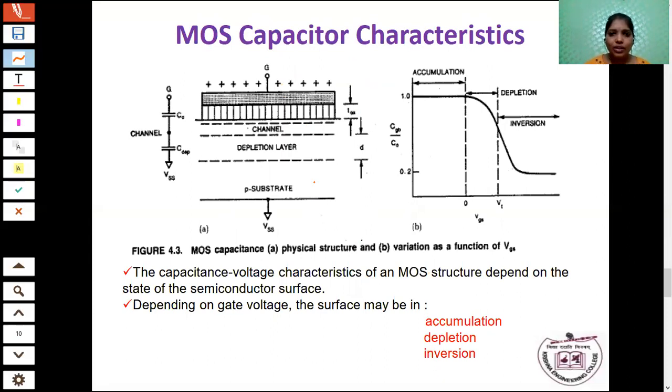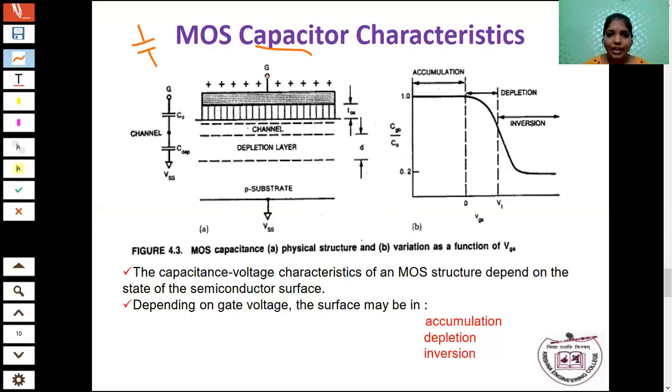You know the structure of the MOS transistor: it has a gate terminal, source, drain as well as the body. Body is nothing but a P substrate. You know what the meaning of a capacitor is? Capacitor means two plates separated by a dielectric material. That is nothing but the capacitance.